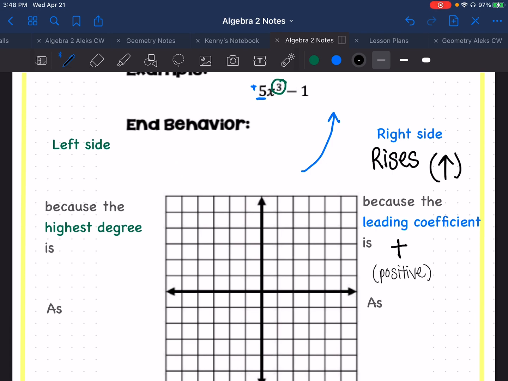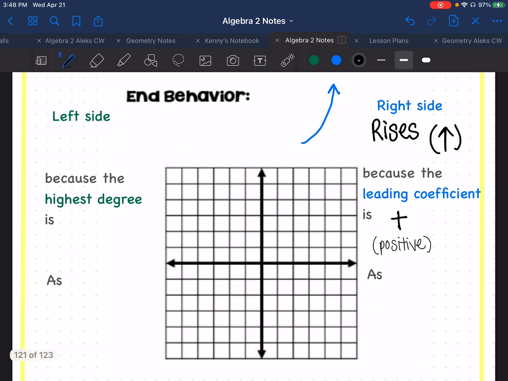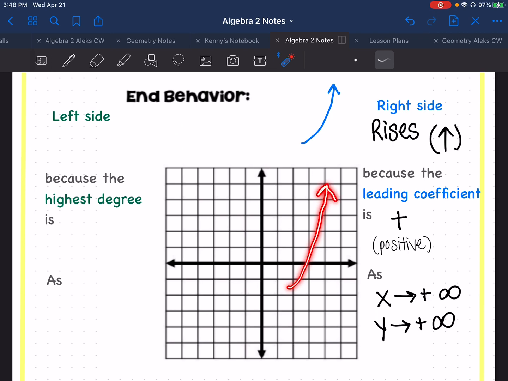which means I don't have to go to the graph. And what this means is that as x is approaching positive infinity on the right side of my graph, my y values are also approaching positive infinity. As my graph is rising, both x and y are going towards positive infinity.